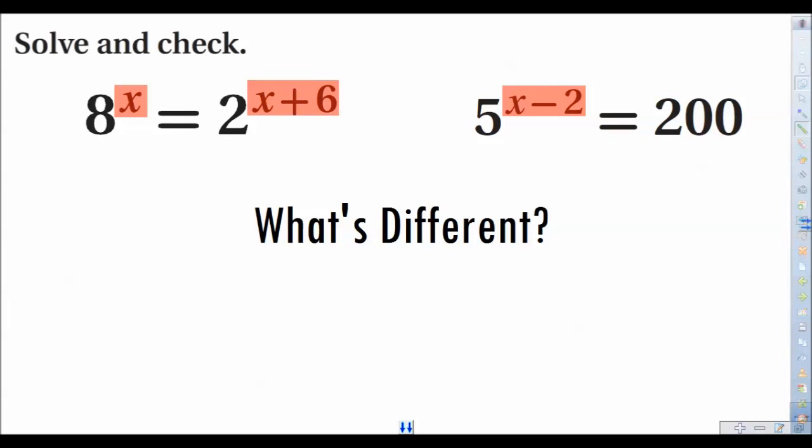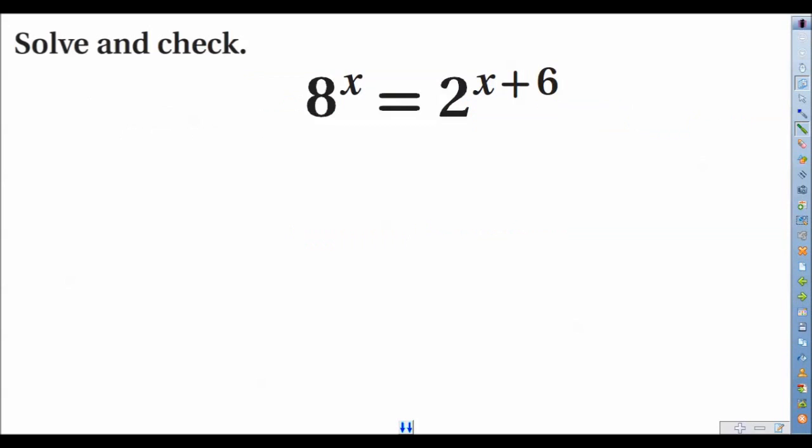Notice with all the previous problems we've been doing and the examples that you're working on, the unknown was only on one side of the equation. That made it awesome for taking a logarithm of both sides. When you're looking at this problem here with 8 to the x equals 2 raised to the x plus 6, you can still take a logarithm on both sides. But the nice thing about these ones is that there's a couple other ways you can do this problem.